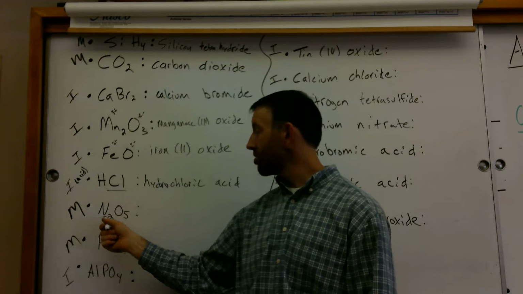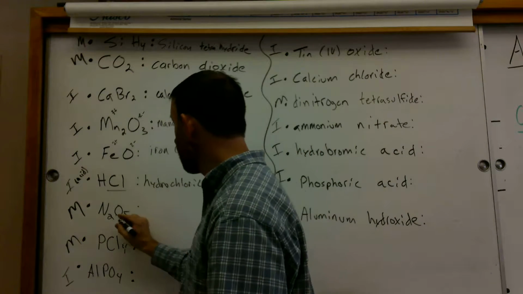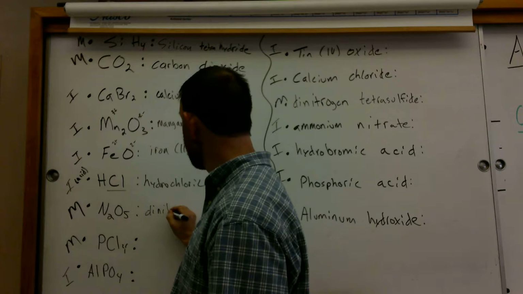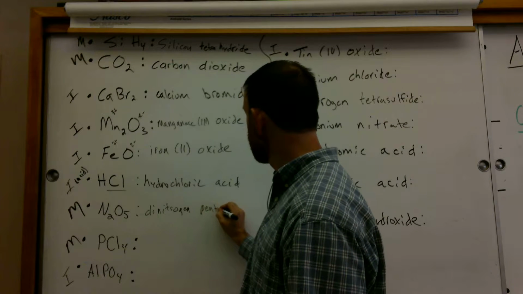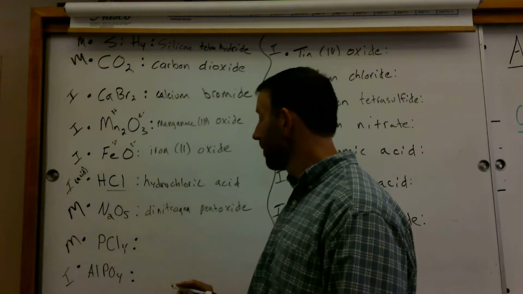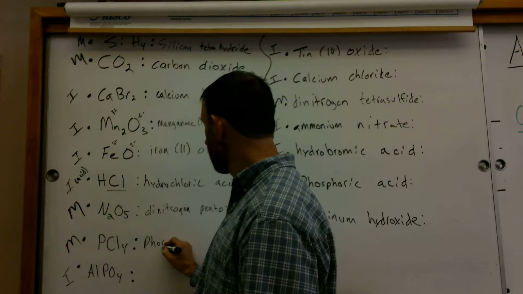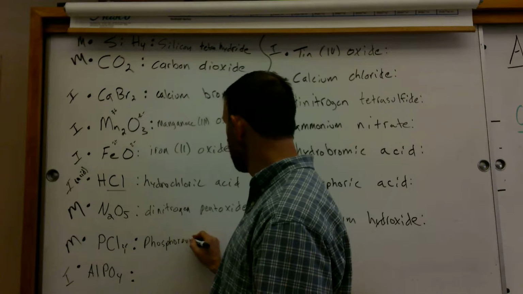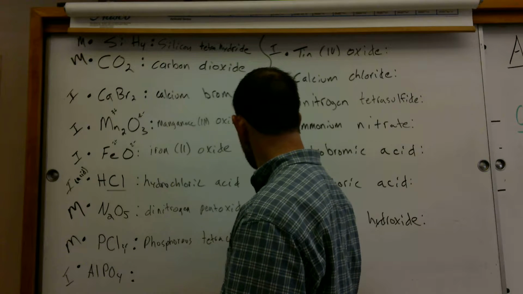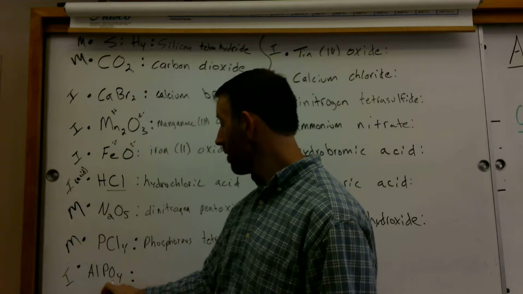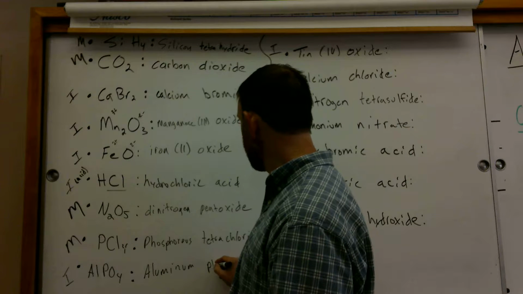All right, next one down, N2O5, it's a molecular compound. Molecular means prefixes, so I need dinitrogen, 5 oxygens, pentoxide. PCl4, also molecular, so I need phosphorus tetrachloride, and AlPO4, that is aluminum phosphate.